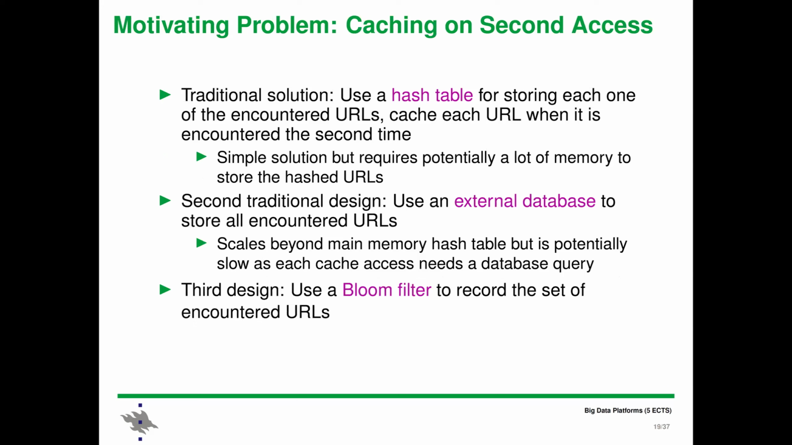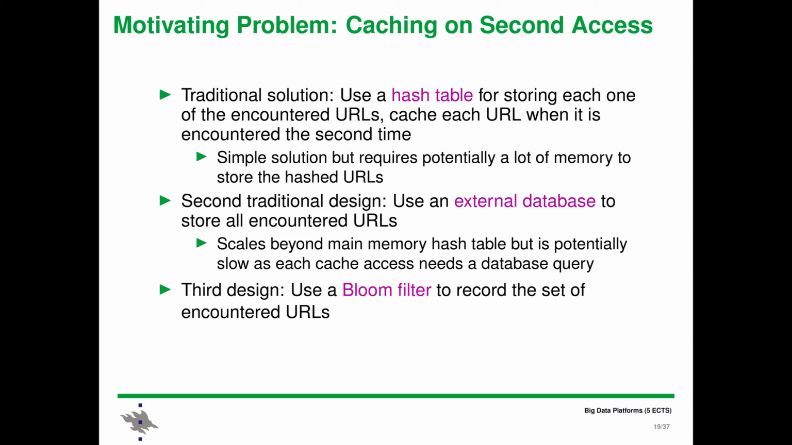A traditional solution would be to use a hash table. So we'd use a hash table of URLs, and this hash table would store each one of the encountered URLs, cache each URL when it's encountered, and then again when it's encountered the second time. However, this potentially requires a lot of memory to store the hashed URLs, because the URLs are actually quite long quite often, and this can take a lot of memory per item stored in the hash table.